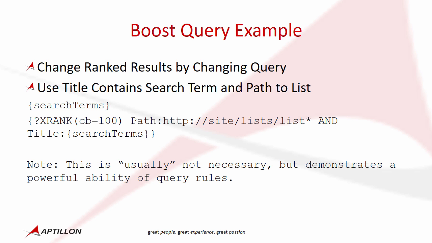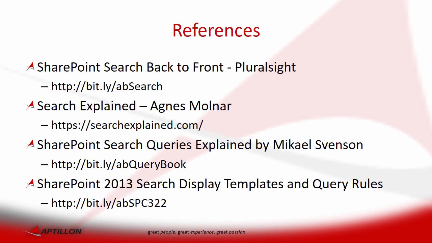So for this example, we changed the rank of results by changing the query. We used a query that contains the terms, but when we use those search terms, we also added the XRank property to force a promotion of 100 to anything that matched our title. And like I said, this is usually not necessary, but it does demonstrate a very powerful capability of query rules.